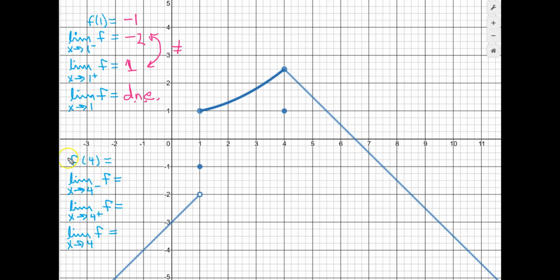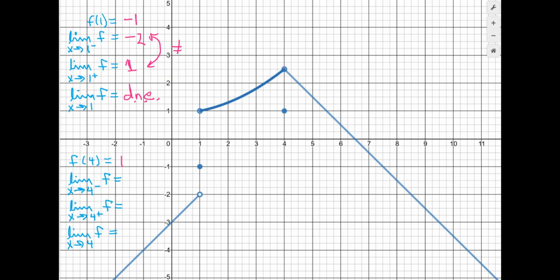Now let's take a look at these down here. So what is f of 4? Well, currently you see f of 4 is that little filled in circle right there, and that is currently 1. So f of 4 is 1. What is the limit as x approaches 4 from the left? Well, as we approach 4 from the left, the function values are getting closer and closer to this value. It looks like it's going to be about 2.5.